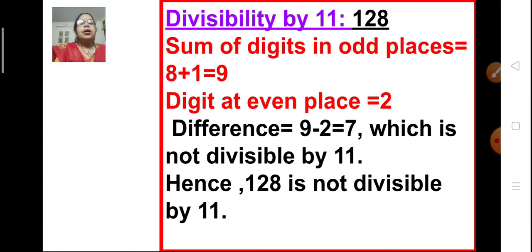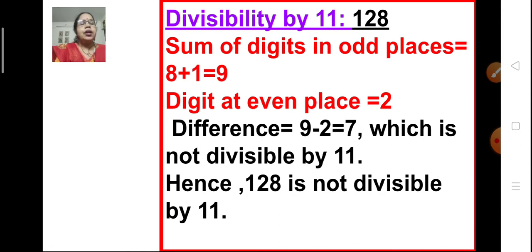Now, divisibility by 11. How do we test the divisibility by 11? We have to find the sum of the digits in odd places and the sum of digits in even places and find their difference. If the difference is 0 or a multiple of 11, then it is divisible by 11.